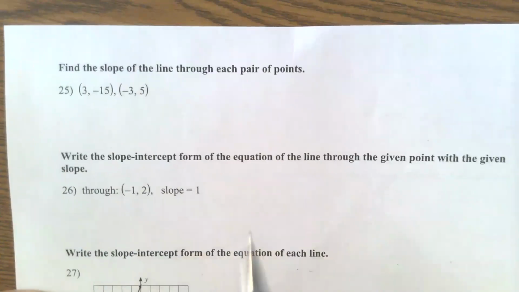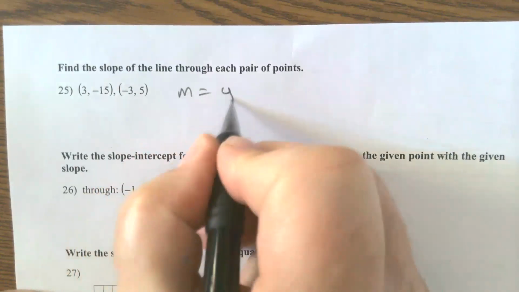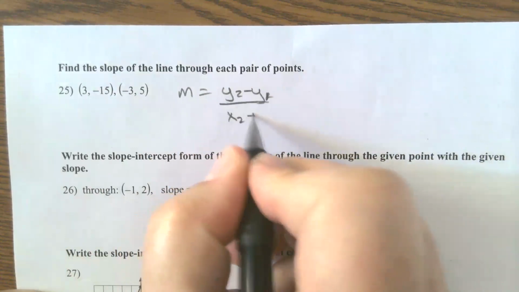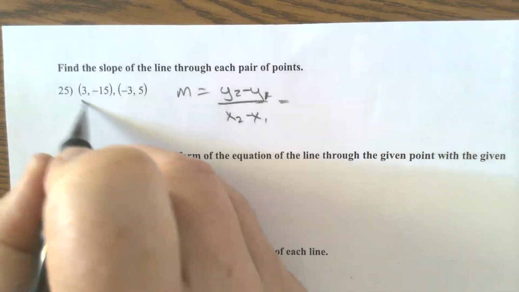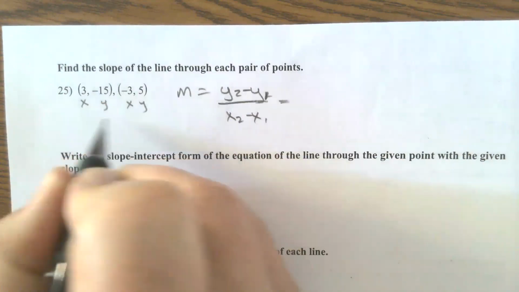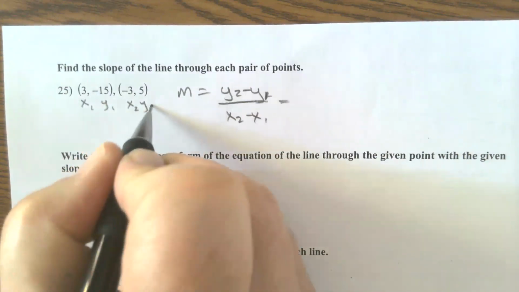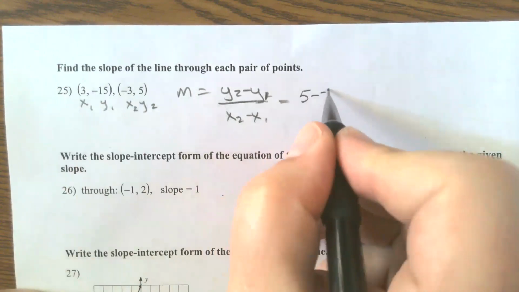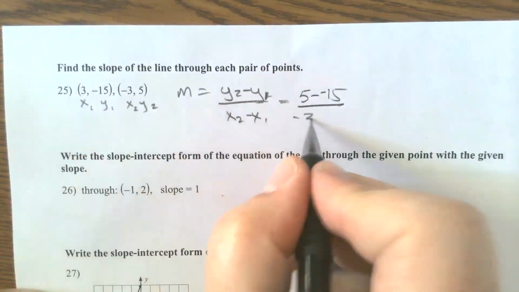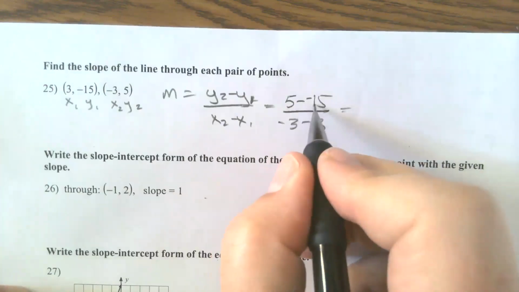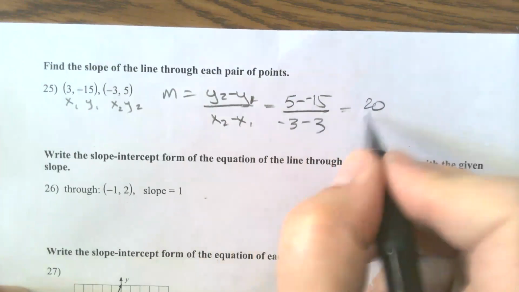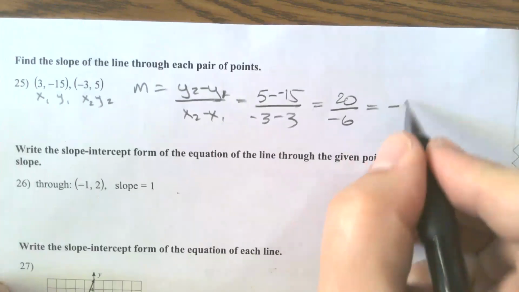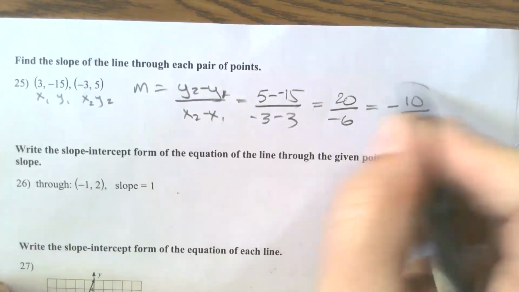Okay, find the slope through each point. Well, our slope equation is m equals y2 minus y1 over x2 minus x1. In this case, this is an x and this is a y. This is an x and this is a y. I'll call this my first point and this my second point. So I'm going to take the difference in the y's. So I'm going to say 5 minus negative 15 over negative 3 minus 3. Minusing a negative is the same as adding. So that's 20 and negative 3 minus 3. Those are both in the same direction. So over negative 6, I can reduce this to negative 10/3. That's my slope.